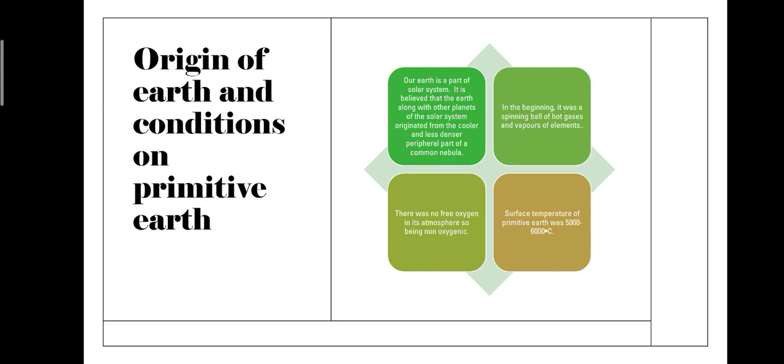In the beginning, it was a spinning ball of hot gases and various vapors of elements like hydrogen, oxygen, carbon, nitrogen, sulfur, phosphorus, etc. But due to gradual cooling, the gases condensed into a molten core and different elements got stratified according to their density. So heavy metals like iron, nickel, etc. formed the solid core of Earth, while the lightest elements like helium, hydrogen, nitrogen, oxygen, carbon, etc. formed its gaseous atmosphere. Surface temperature of primitive Earth was about 5000 to 6000 degrees Celsius.